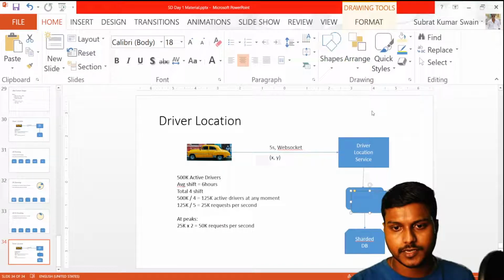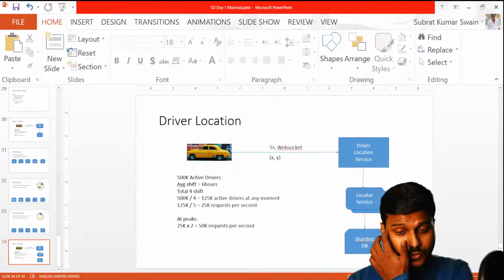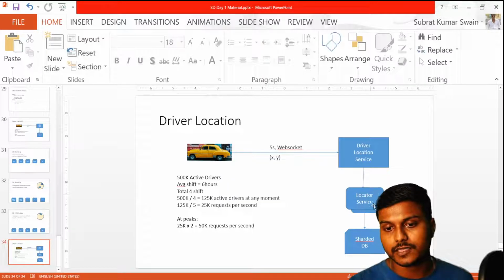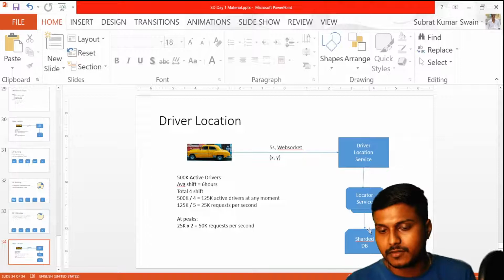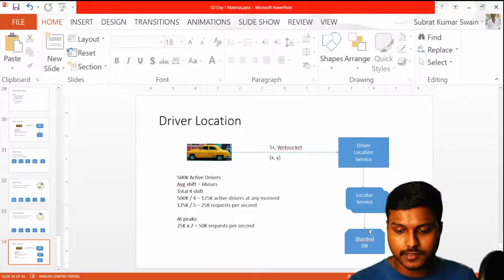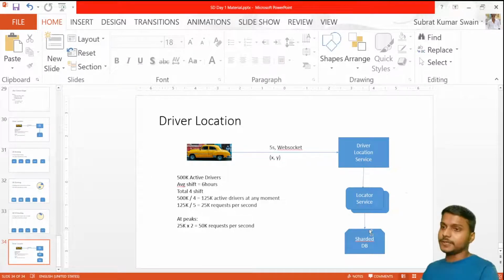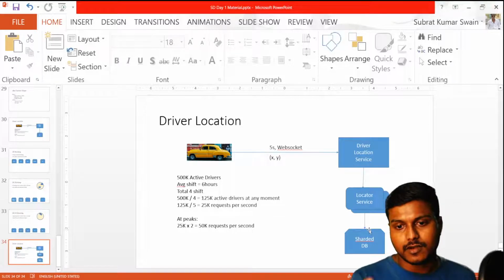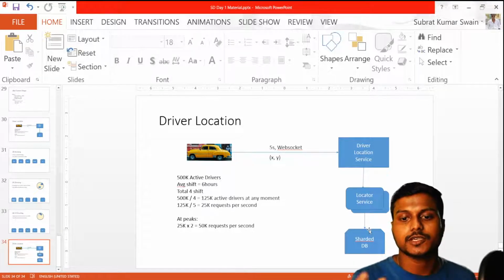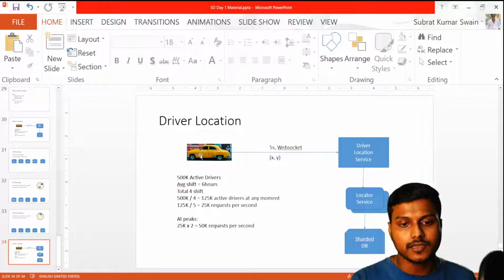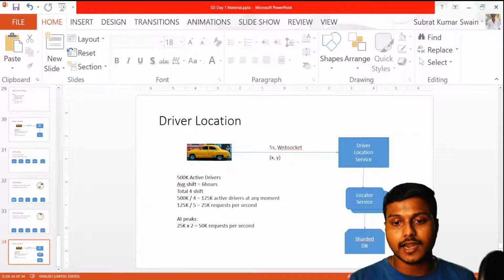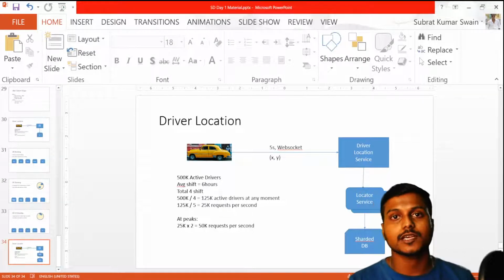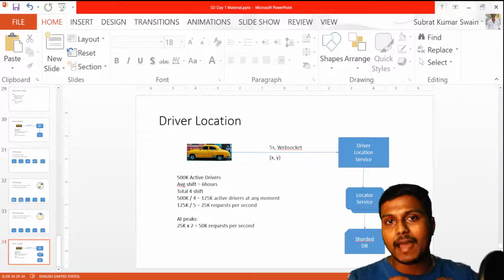So there are a lot of instances of the locator service. The major task of the locator service is to map whatever location or position it fetches from the driver. The driver is updating and giving the data of its position to this driver location service. It is passing the data to the locator service. What the locator service will do is map it.